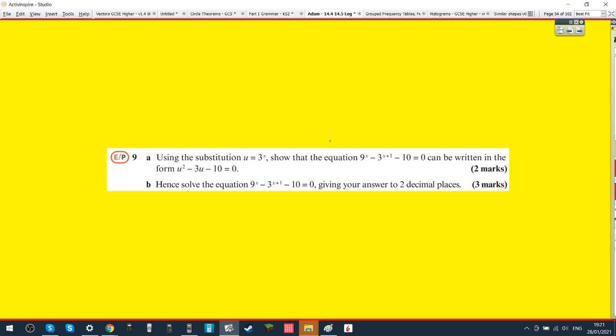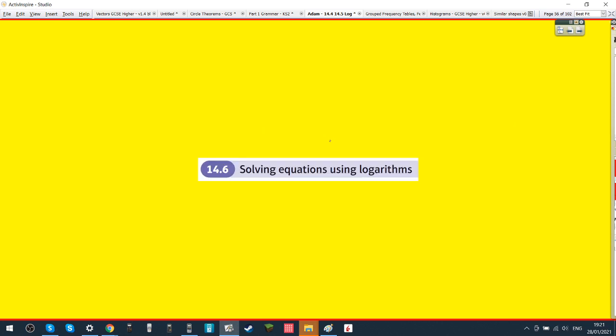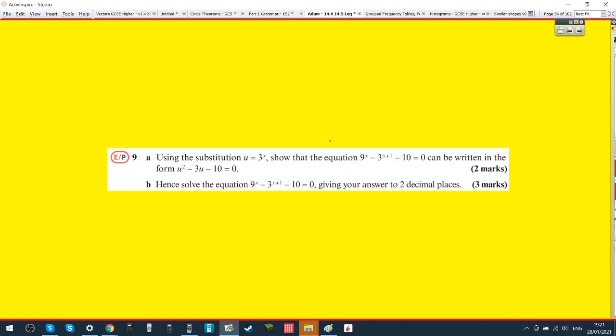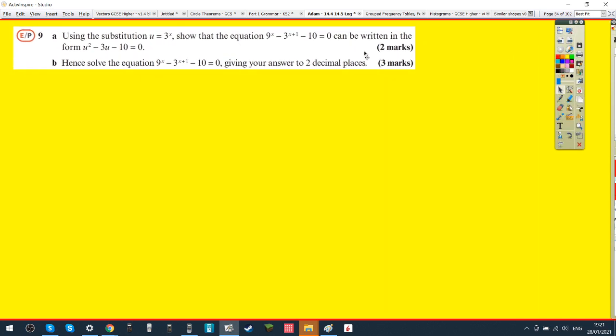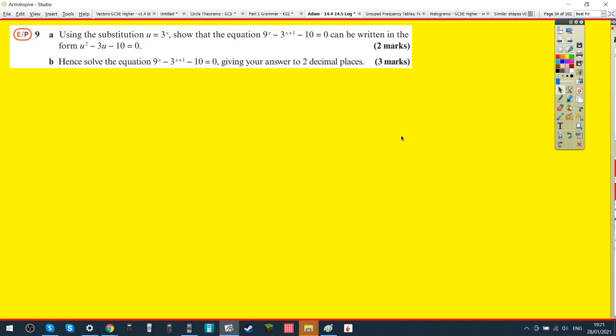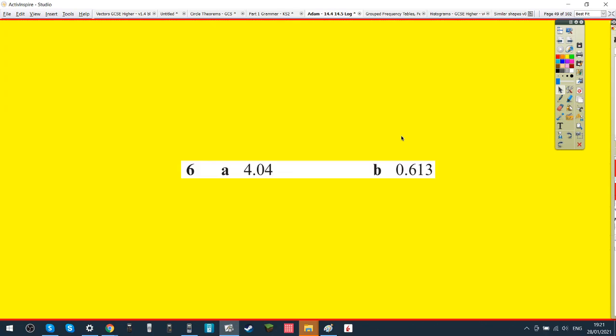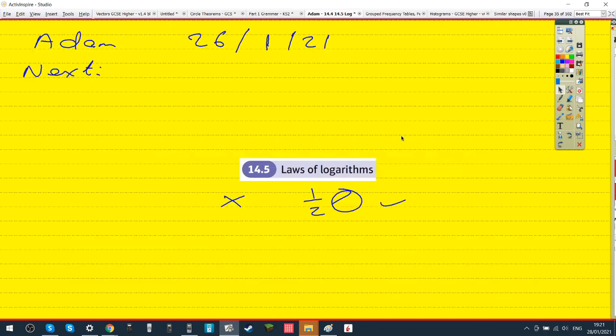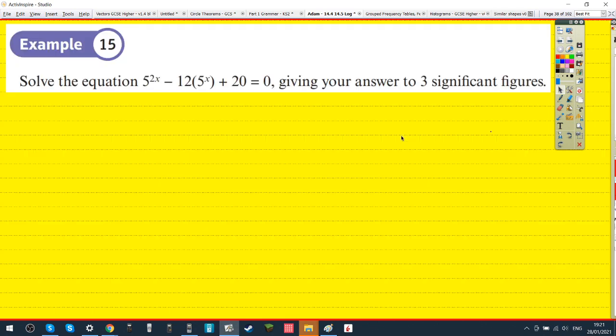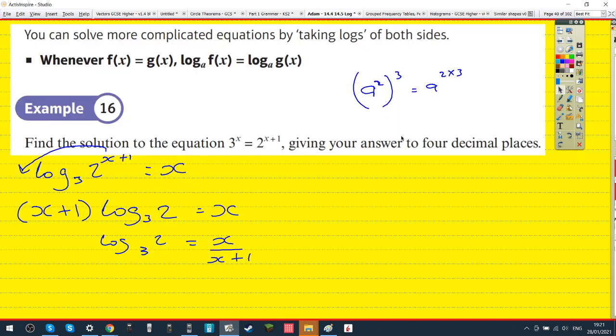Using this substitution. Oh, that's interesting. That's a good one. I like that one, even though it's right at the very end. Yep. I'm doing this one. Should I? Hang on. Let me think about this. Not just yet. Maybe I'll regret it. We'll see.